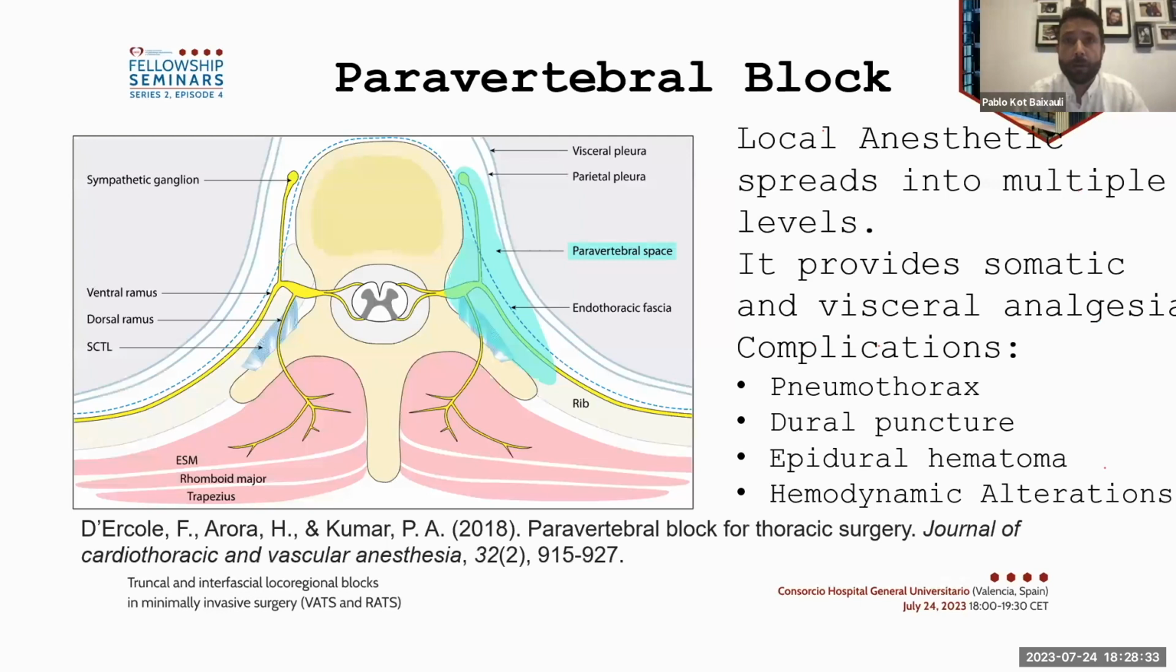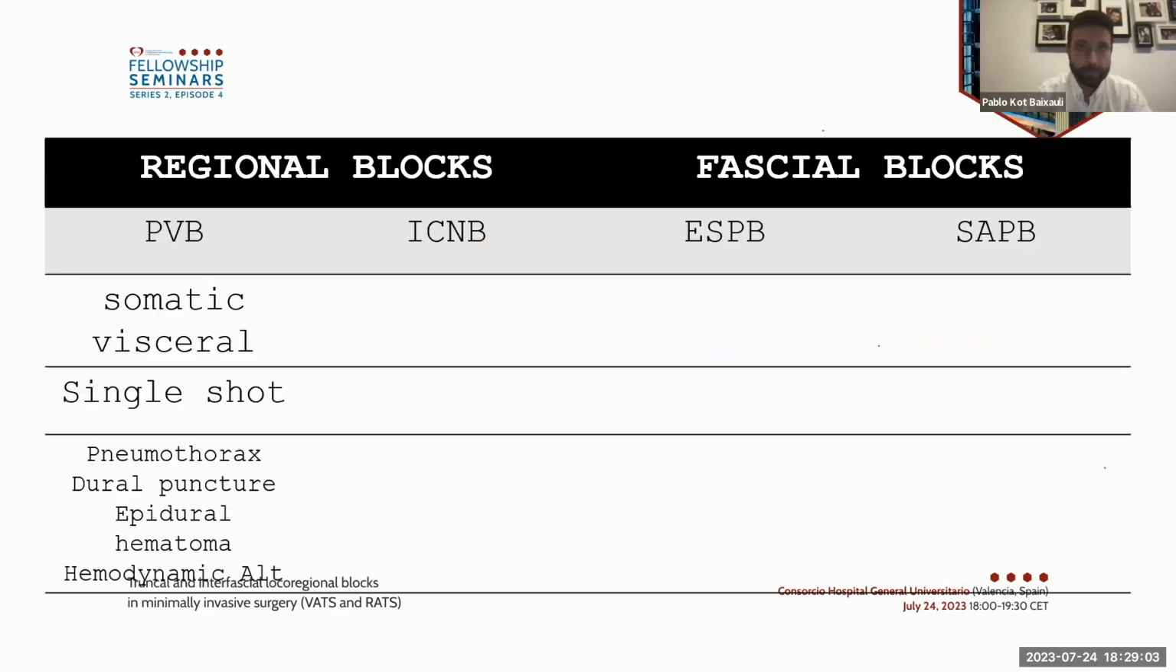The thoracic paravertebral block has been described with the patient in the sitting, lateral, or prone position. Both parasagittal and transverse approaches have been described. Local anesthetic spreads in the paravertebral space into multiple levels, and it provides somatic and visceral analgesia. Complications are rare. The main ones are pneumothorax, dural puncture, epidural hematoma, and hemodynamic alterations. Thus, the main features are somatic and visceral analgesia, single puncture, and the most frequent complications, such as pneumothorax, dural puncture, epidural hematoma, and hemodynamic alterations.